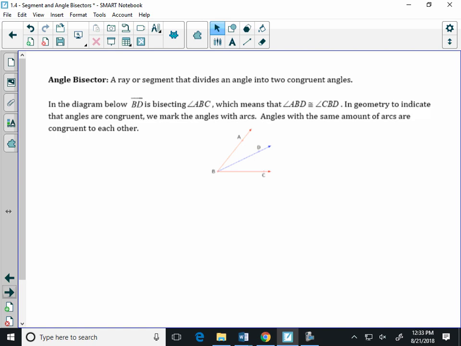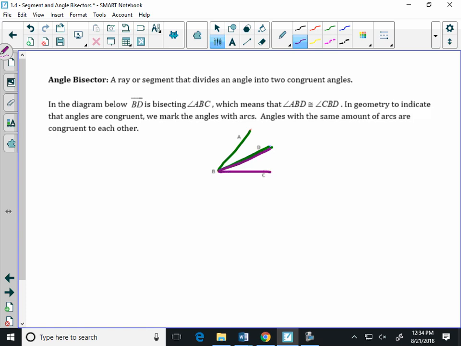So we take a look at this diagram. BD is an angle bisector. It's cutting that angle in half, which means this angle right here, ABD, is the same as that angle right there, DBC. Those angles are exactly the same. Okay? To show that angles are the same in geometry, we just put little arcs inside them.